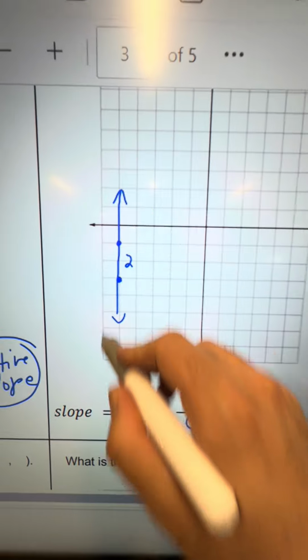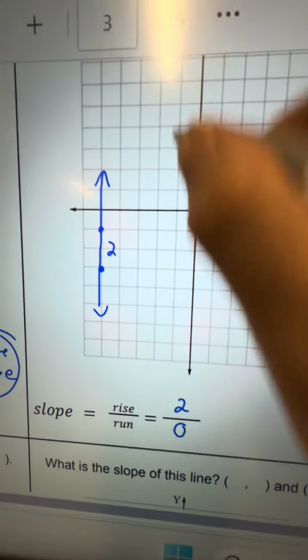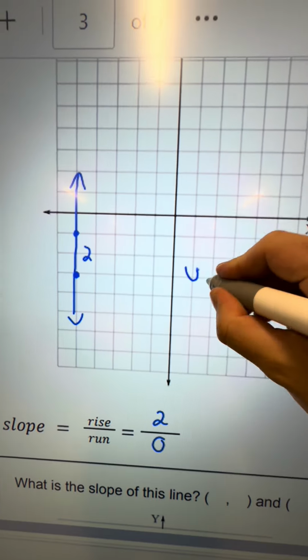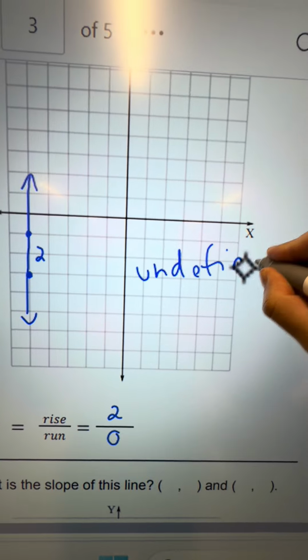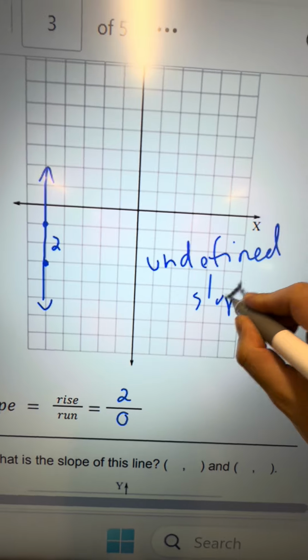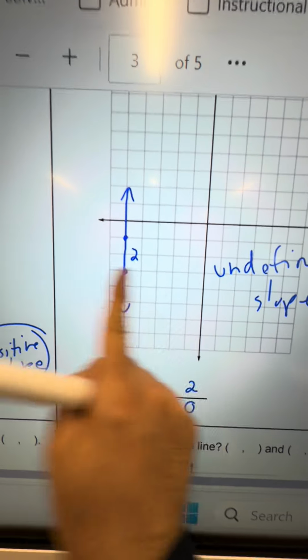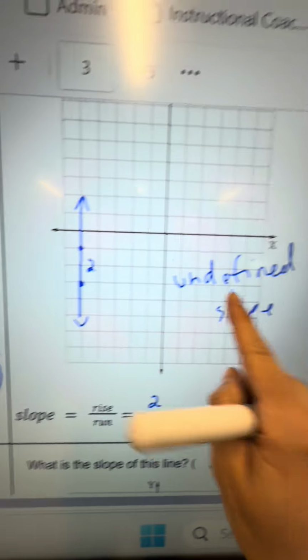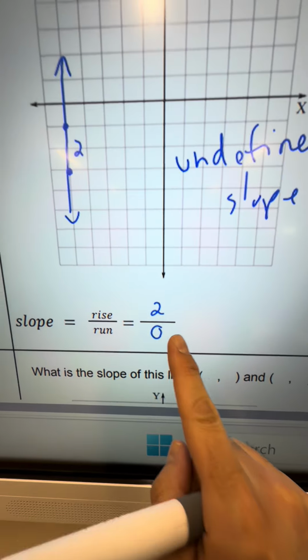And if you look at the type of slope that this is, as we did in the do now, this is called an undefined slope. It's a vertical line. If it's a vertical line, there's no run. It's just vertical. We call that undefined. And notice your answer will always match.